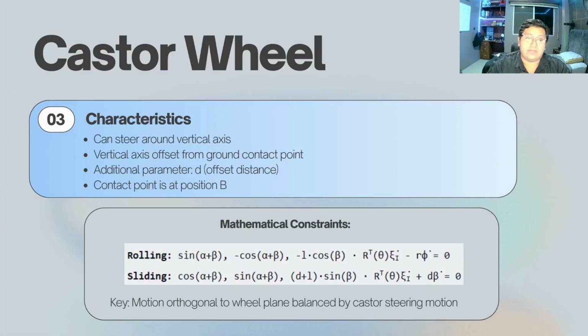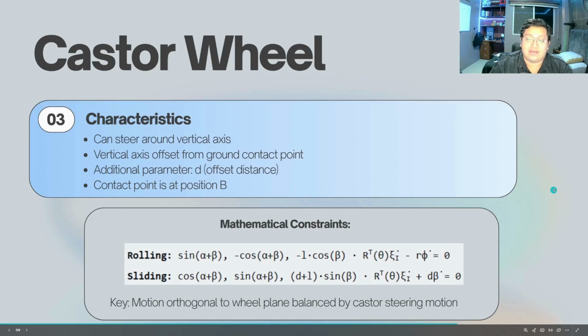I'm Mario Viteri, and I'll present the caster wheel. It has some key characteristics. The first one is that it can steer around a vertical axis offset from the ground contact point. There's an additional parameter d, which is the offset distance. The contact point is at position B. Also, we have two mathematical constraints. The first one is rolling, which prevents slipping in the same direction of the roll, and the second one is sliding, which prevents sliding.